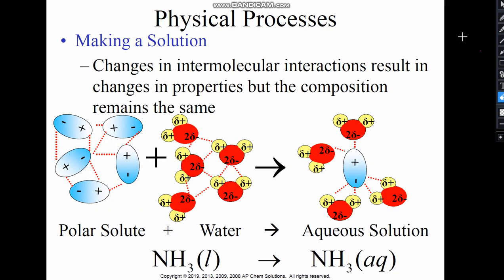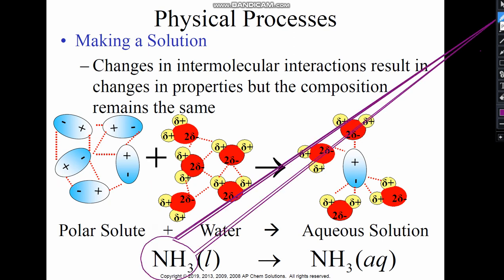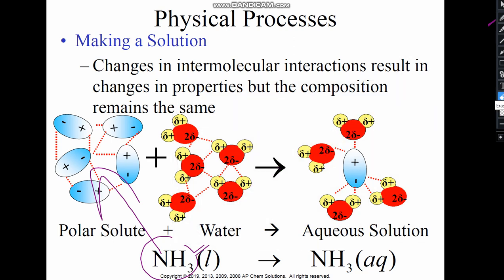Now, physical processes do not just happen when we have a phase change. Physical processes can also happen when we go from a liquid to an aqueous solution. In this particular case, we have this polar solute, ammonia, NH3. What we have happening here is it is being dissolved, well, not necessarily dissolved because it's not a solid, but it is going into solution in water.